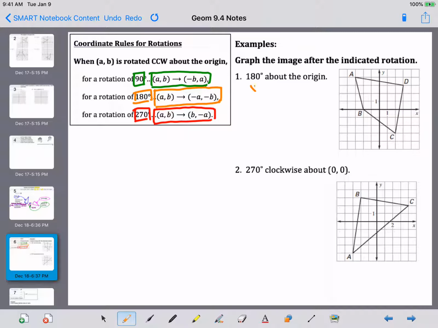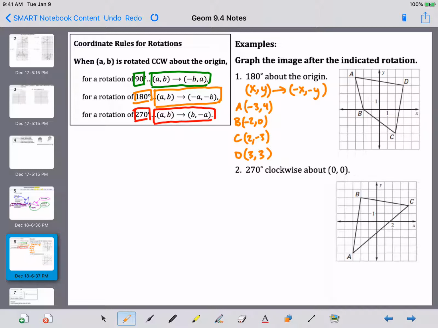So if you remember, if you start with an X and a Y, the rule says we're going to keep X and Y in the same spot, but make them opposite. So let's start by just writing down these points. A is at -3, 4. B is at -2, 0. C is at 2, -3. And D is at 3, 3.